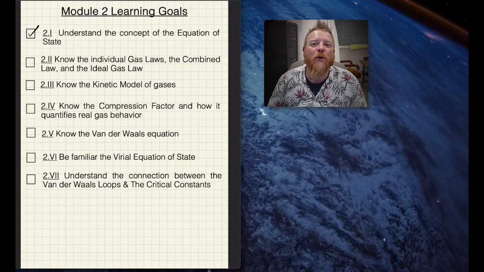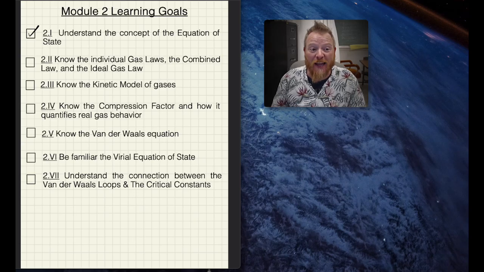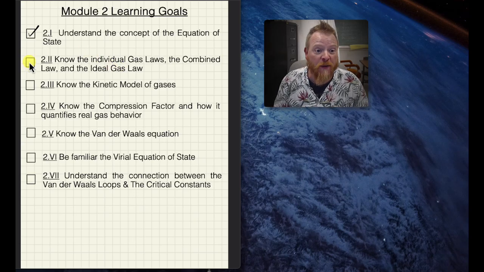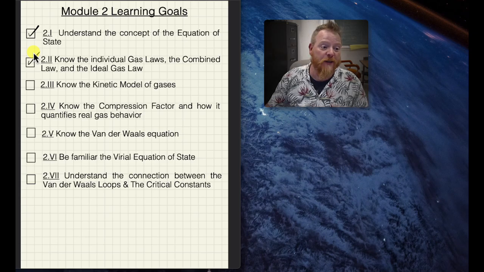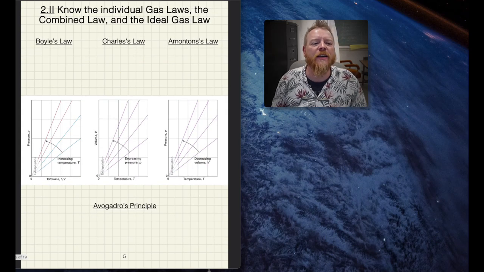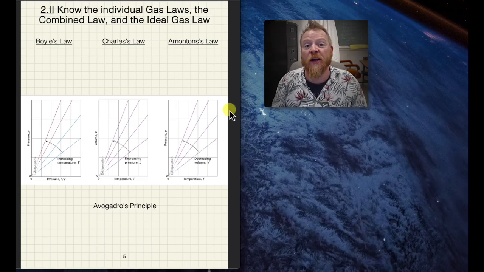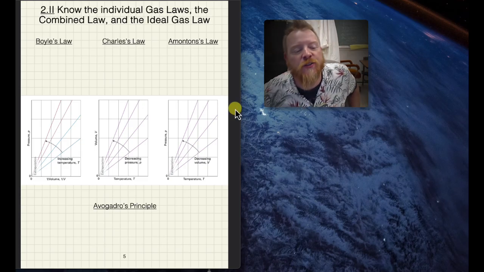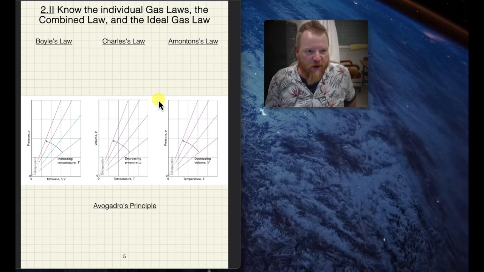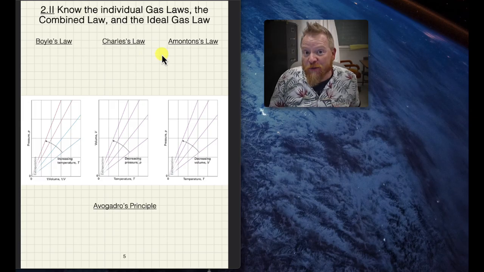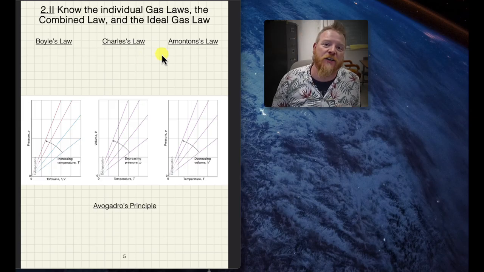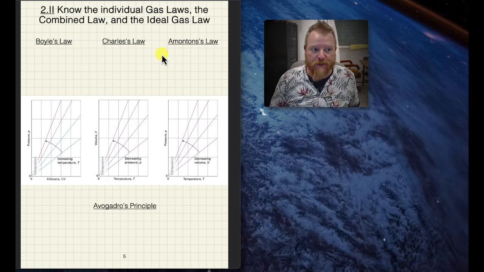Okay, folks, we are going to get into some familiar ground with a little trip down memory lane here with the individual gas laws, the combined law, and the ideal gas law. Let's do it. So recall the individual gas laws are empirical, right? They were based on these various folks' observations, and generally they're observations under what we now know as ideal conditions.